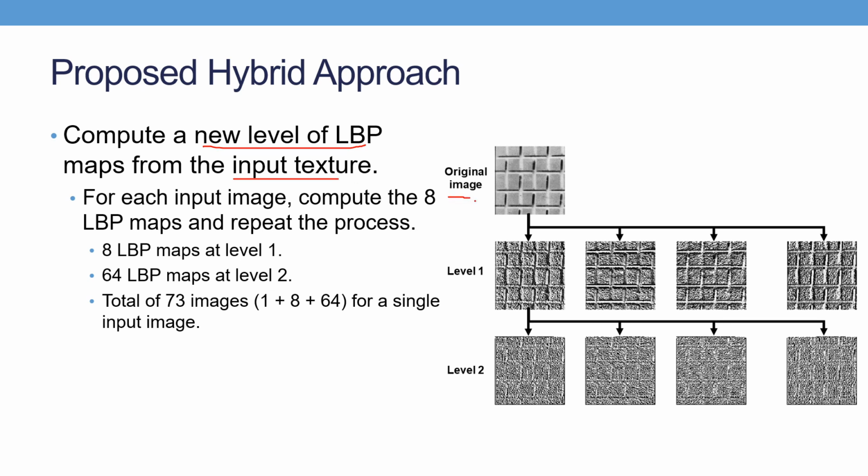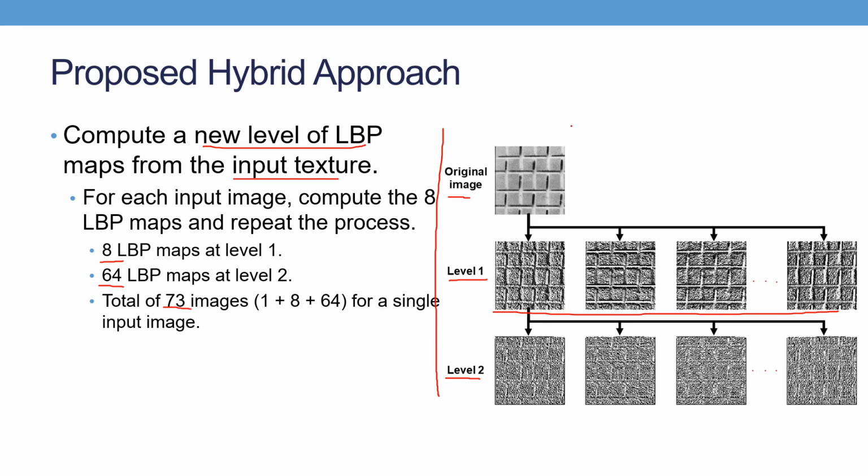So we have the original image. We can compute at level 1 8 maps. From one of these maps, we could apply LBP again and compute a second level of maps, or 8 maps for each map at level 1. So at level 1 we have 8 maps, at level 2 we have 64. Considering the 2 levels and the original image, we have 73 images.